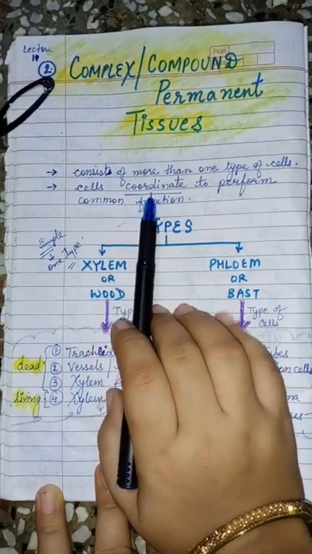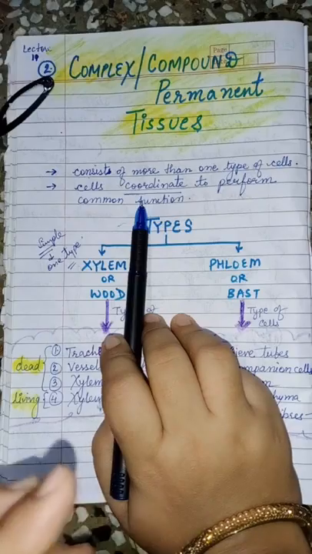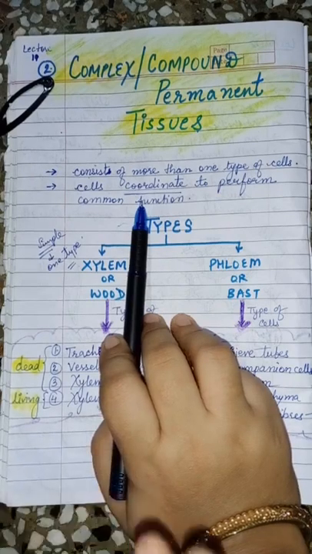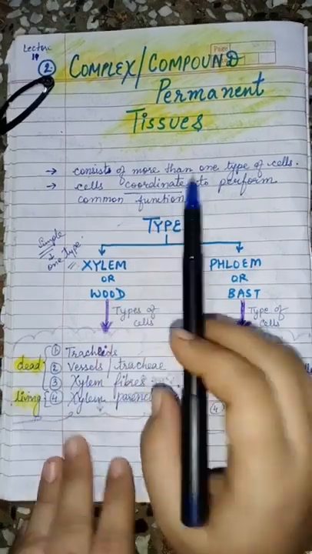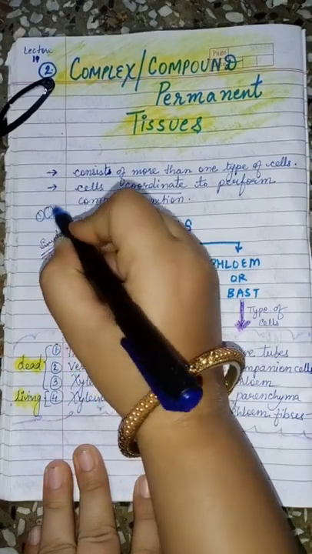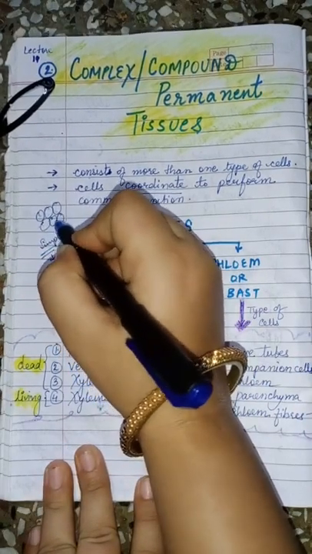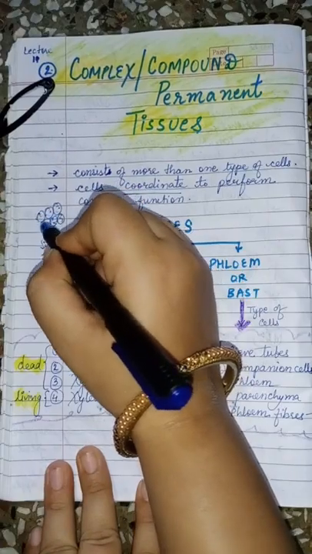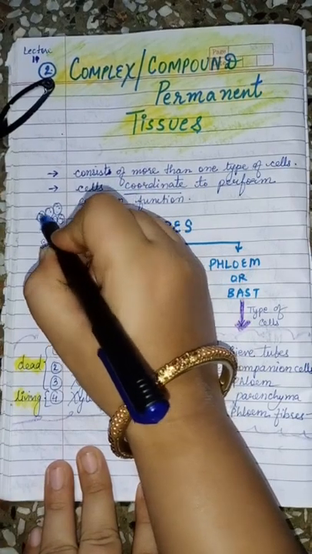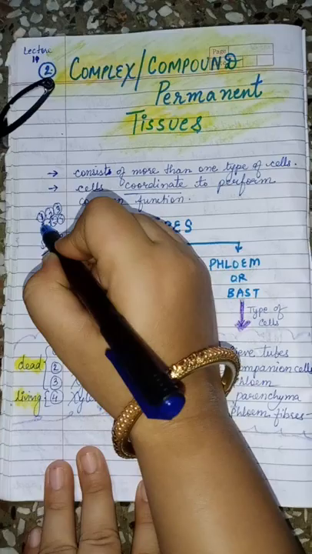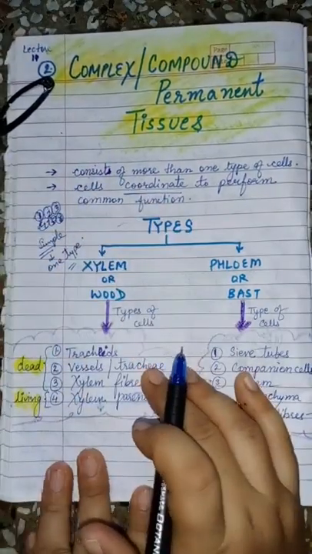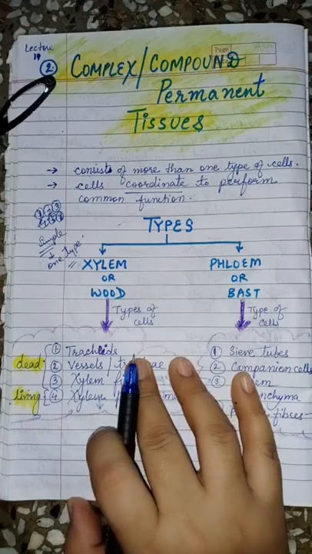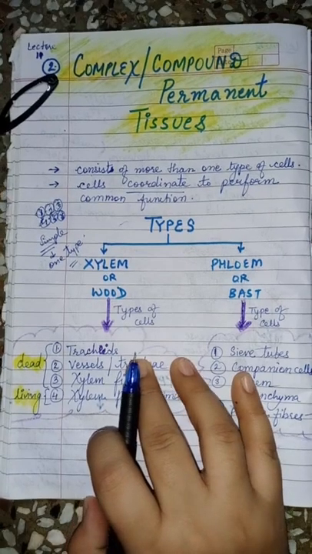Cells आपस में coordinate करते हैं to perform common function, but here वहाँ पर क्या था, cells are of same type performing same function, but here this is different, this is different. अलग अलग type के cells हैं, but they are performing same function.